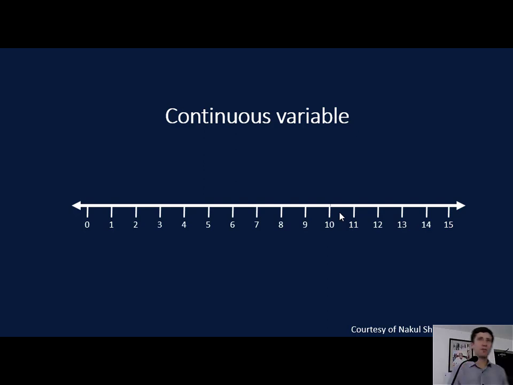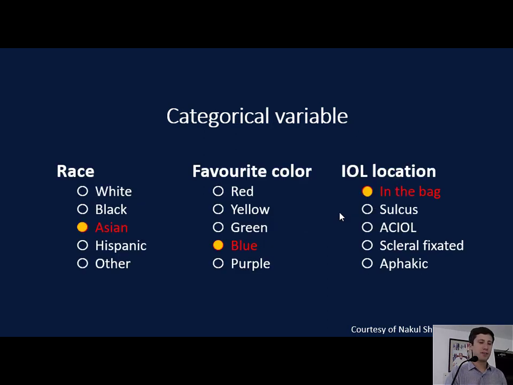A continuous variable exists on a scale that at least theoretically has no bounds. It's called an interval scale, and a variable on an interval scale like this could be 0. It could be really anywhere along here. We could have a decimal value. It doesn't have to be an integer value. So any place on this scale for a continuous variable, right? So we think of age as a continuous variable. You can give your age in months, you can give your age in years, but either way, that would be a continuous variable. A categorical variable would be something like race, favorite color, IOL location.